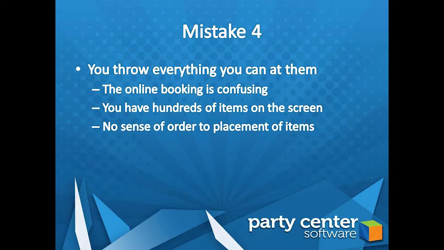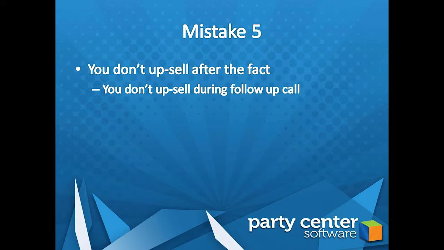You're always wanting to sell the top product first, the most expensive product first, because that's your premium product, and then you can go down and sell the lower-end products. Having hundreds of items on the screen is going to confuse them. So fine-tune that. Don't have no sense of order or placement of those items, like putting a pizza at the top of the list and a pizza at the bottom. You want to group items that are similar together so they can make an informed decision on those particular products that they're looking for.